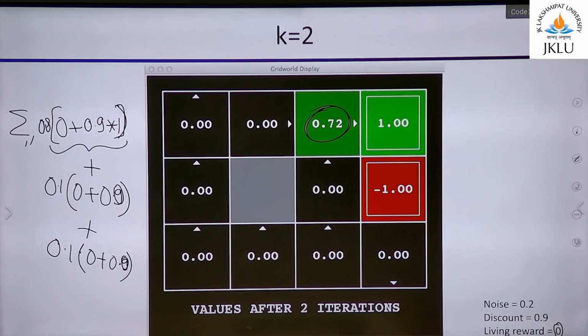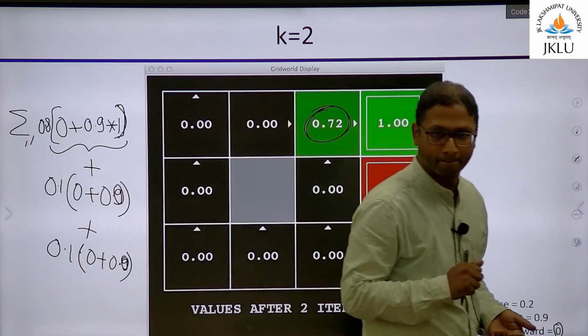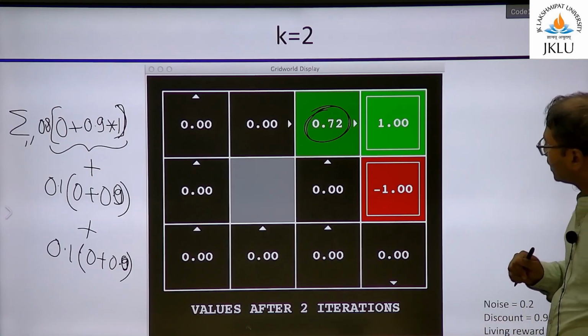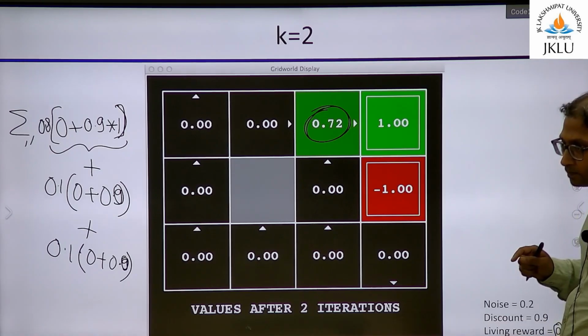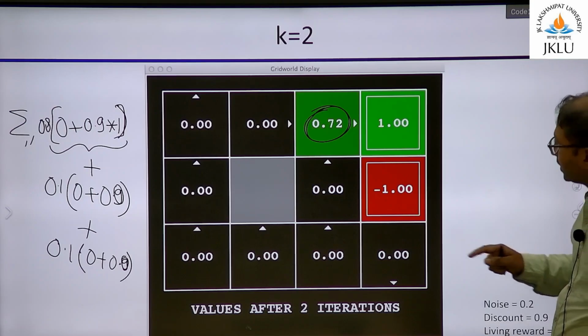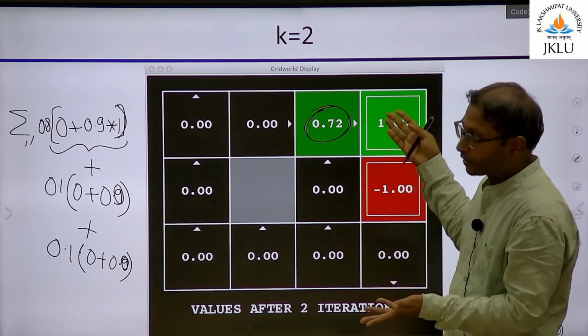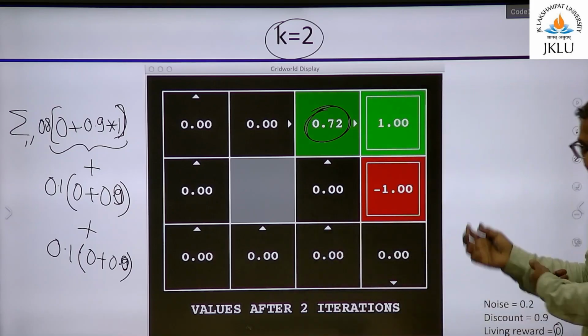Living reward is 0 because you define it to be 0. If you define it to be non-zero, it will be non-zero, and then it will come into these equations. In this case, this is what you have because you can just go to depth 2. That's what we'll go into in the next slide.